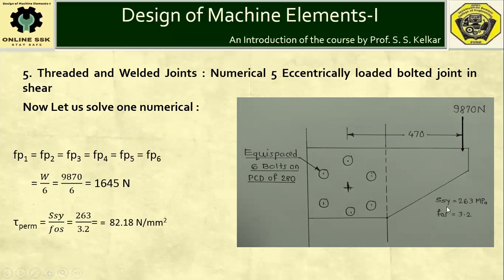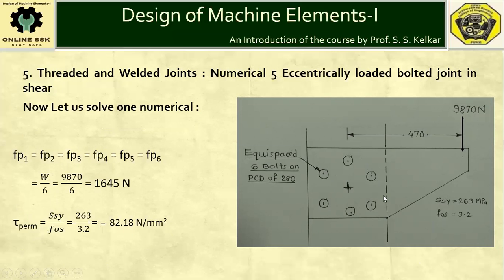Generally, Syt value is specified. Syt is the yield strength, but in this particular case, Ssy, the shear strength, is directly specified to be equal to 263. Dividing the value of Ssy by the factor of safety, which is specified as 3.2, we can calculate the tau permissible. Tau permissible is required later on, but at this stage we have just calculated it, which is equal to 82.18.